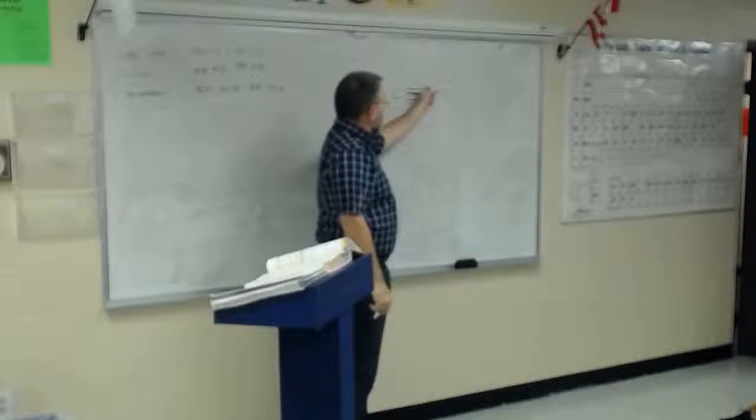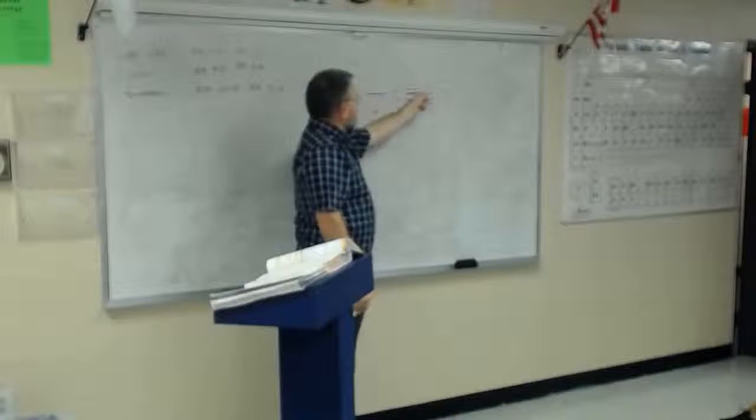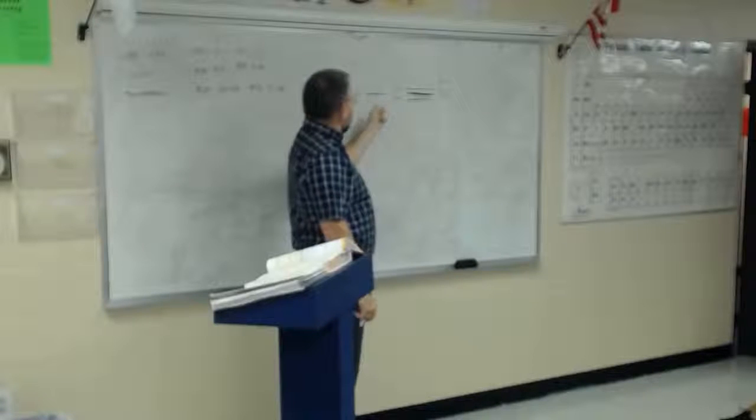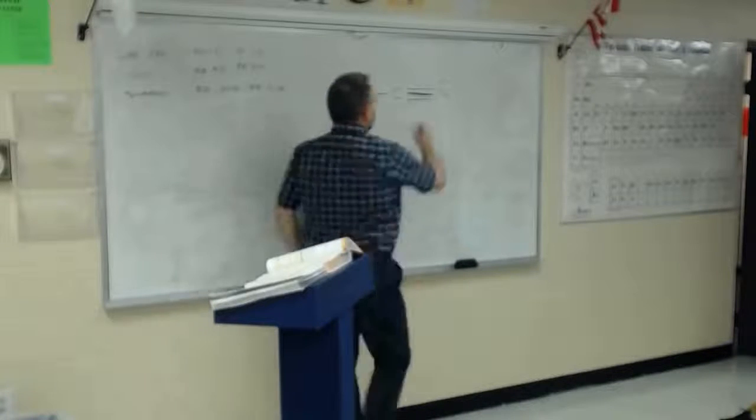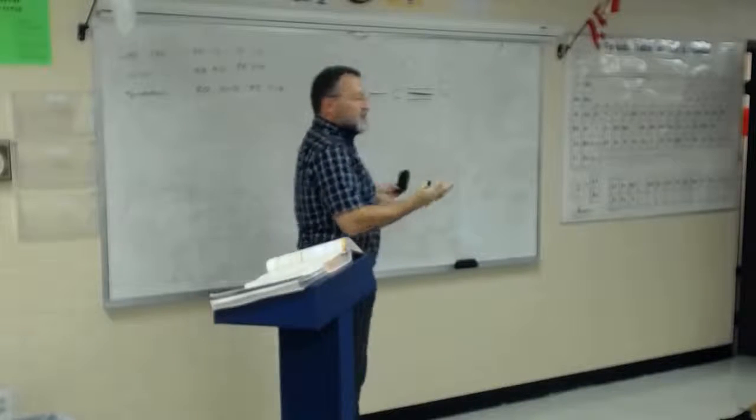Now looking at it. Nitrogen: 1, 2, 3, 4, 5, 6, 7, 8. Carbon: 1, 2, 3, 4, 5, 6, 7, 8. Hydrogen: 1, 2. It's done. So we've met the octet for all 3 of them. That is right. Now technically, what would I do to make it even better?